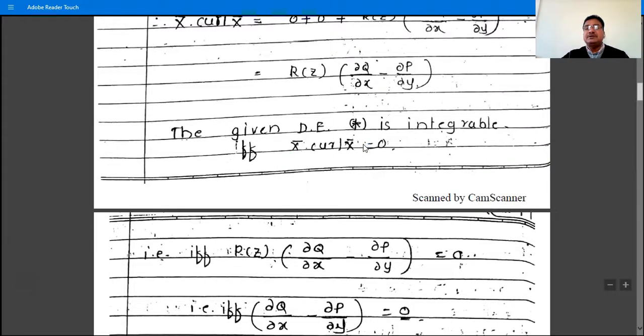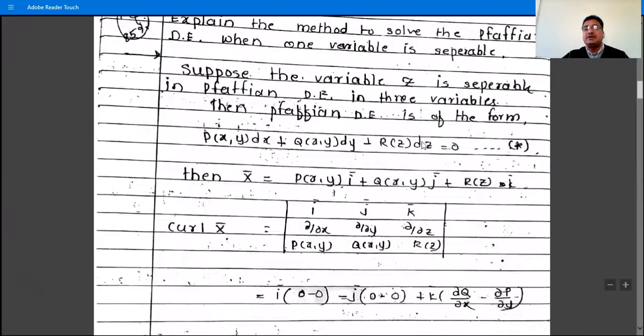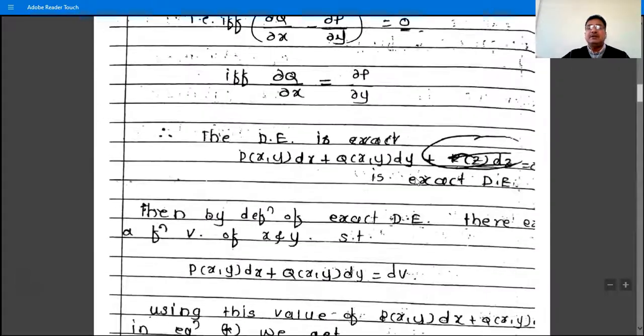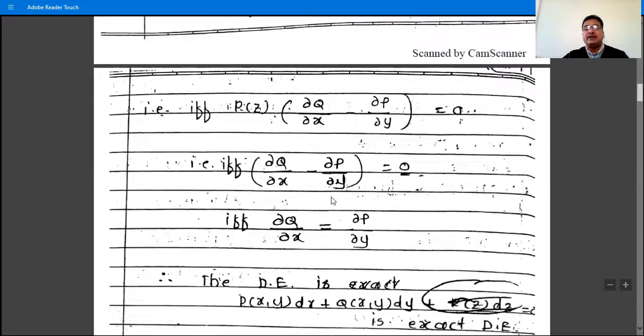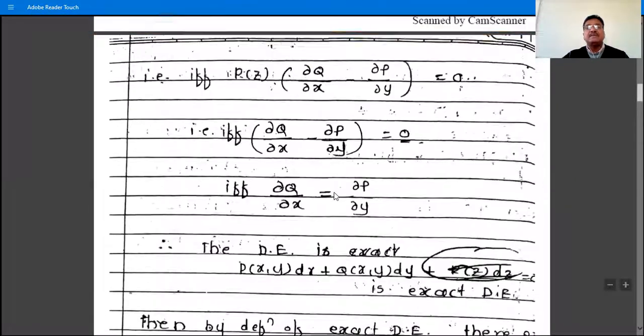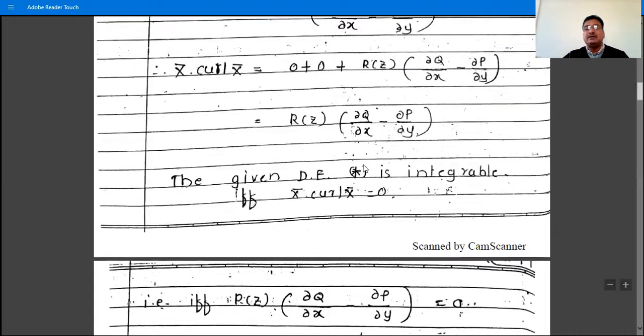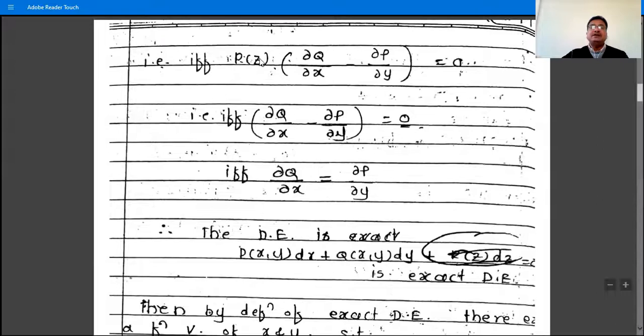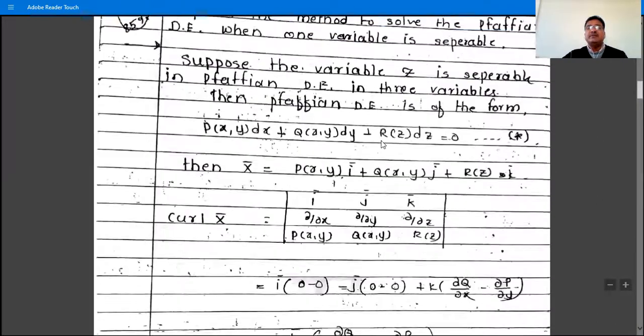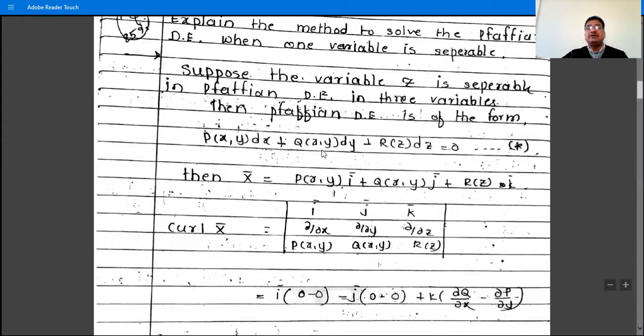The given differential equation, this one variable Pfaffian differential equation, is now integrable. Any Pfaffian differential equation is integrable if x̄ dot curl x̄ is 0, and therefore this equation star, the Pfaffian differential equation, is integrable if x̄ dot curl x̄ is 0, that is, if rz in bracket ∂q/∂x minus ∂p/∂y is equal to 0. Here rz is not equal to 0, because if rz is 0, then it becomes a two variable Pfaffian differential equation, and this is not the two variable one, this is a three variable Pfaffian differential equation.